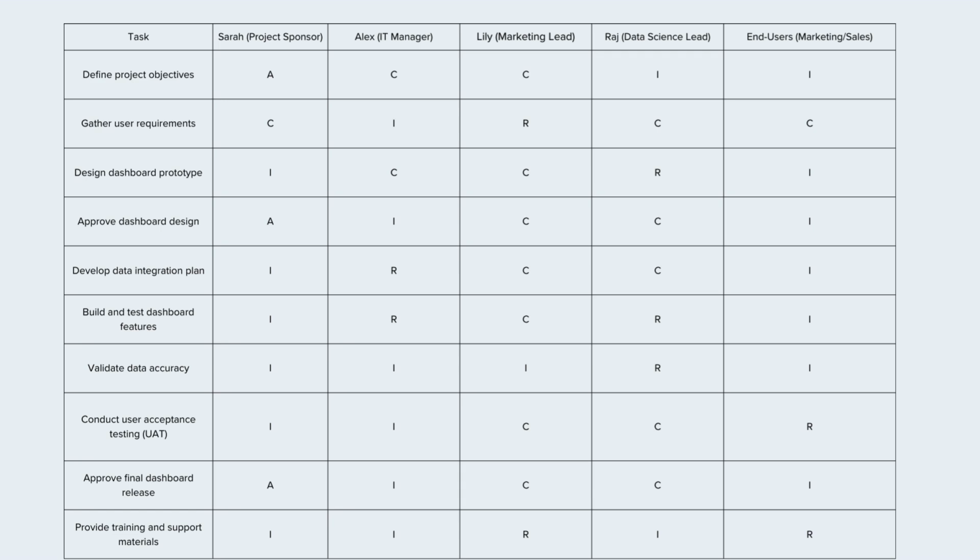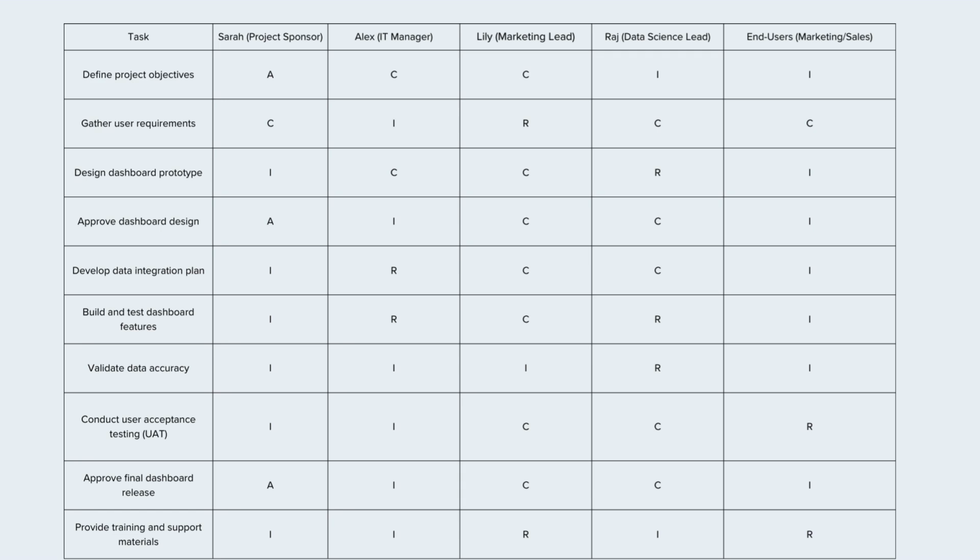Then Alex, the IT manager, is consulted. Lily, the marketing lead, is consulted. Then Raj, the data science lead, is informed, and the end user, that is the marketing and sales department, is informed. Let's take another line here. Approve final dashboard release. Sarah would be accountable. Alex, the IT manager, would be informed. Lily, who's a marketing lead, would be consulted. Raj, the data science lead, would be consulted, and the end users would be informed.